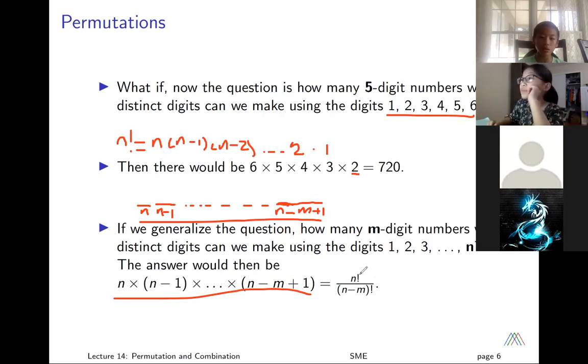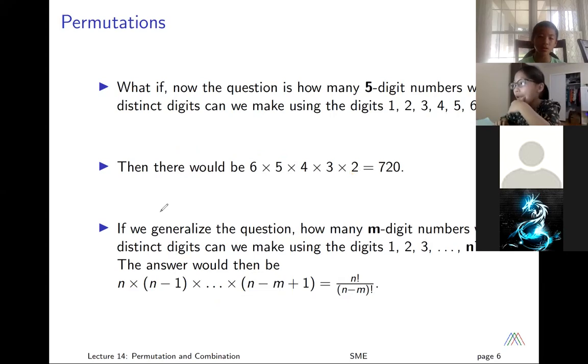So if you do the math here, n factorial is n all the way down to 1. n minus m factorial is if you start at n minus m, all of the numbers until you get to 1 here. So if you divide n factorial by n minus m factorial, all of the numbers that are less than or equal to n minus m will be reduced. So then this number here would be n minus m, then plus 1. So that's the formula for permutations. You can memorize this if you want.